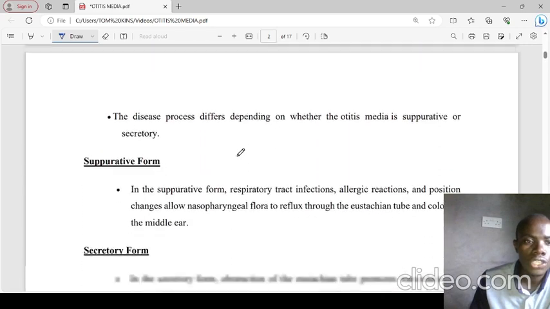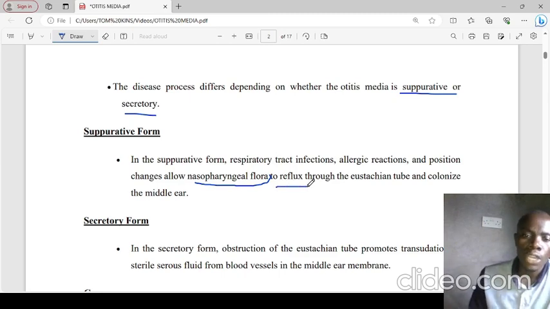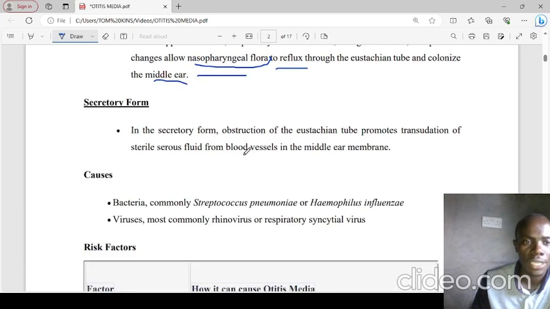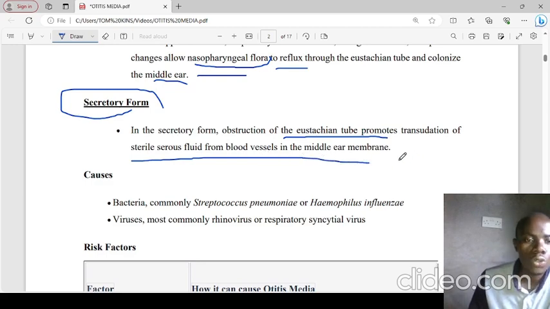In pathophysiology, they're saying that this disease differs depending on whether the otitis media is suppurative or secretory. For the suppurative form, respiratory tract infection or allergic reactions or position changes normally allow the nasopharyngeal flora to reflux through the Eustachian tube and then colonize the middle ear, resulting in otitis media. Whereas in the secretory form, we have obstruction of the Eustachian tube, promoting transudation of sterile serous fluid from the blood vessels in the middle ear membrane, resulting in otitis media.